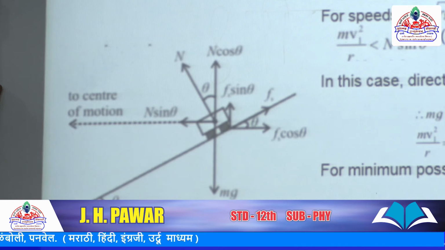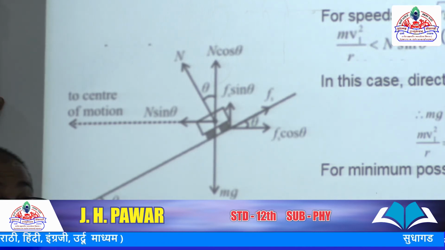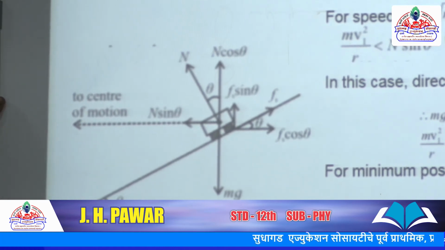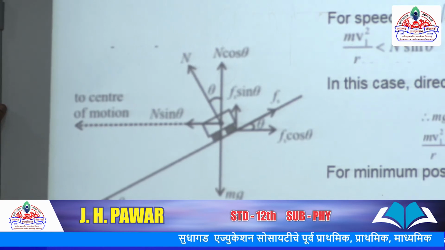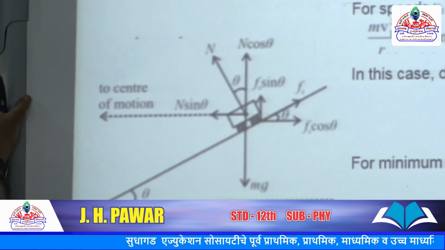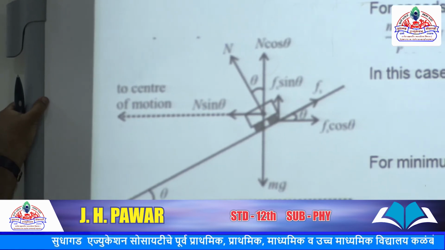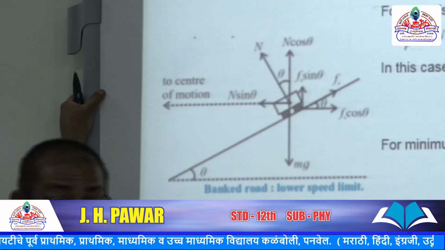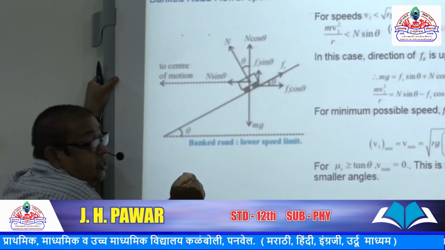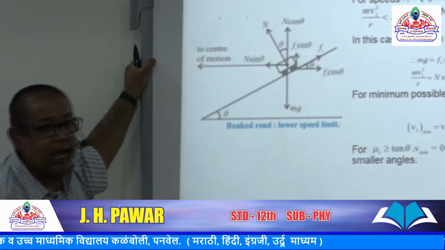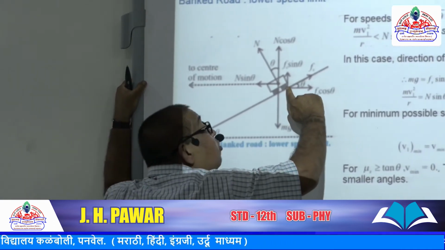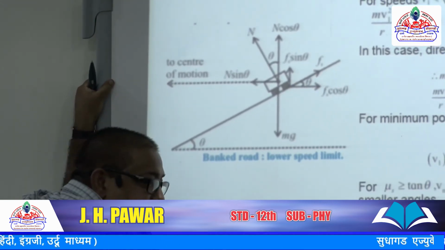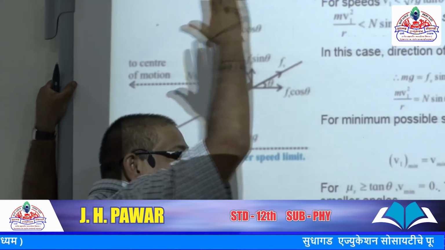Now suppose we consider the lower speed limit, where the vehicle is not moving at the safety speed of 40. It is moving at less than 40 kilometers per hour, or less than the safety speed. Then when this vehicle is taking a turn at less than the safety speed, or lower limit, the force of friction comes into play. This force of friction, say Fs, is along the road in the outward direction when the vehicle takes a turn.